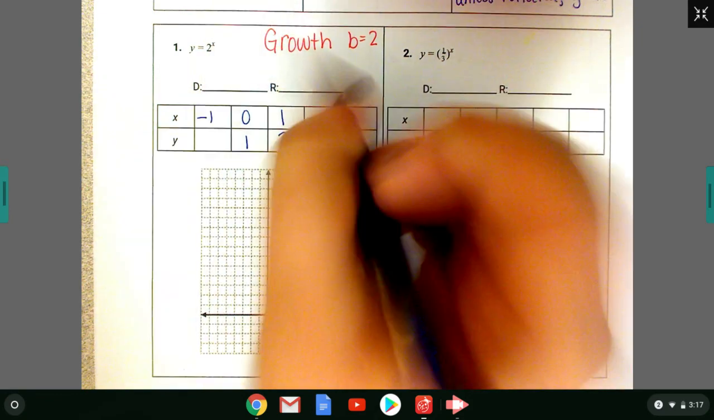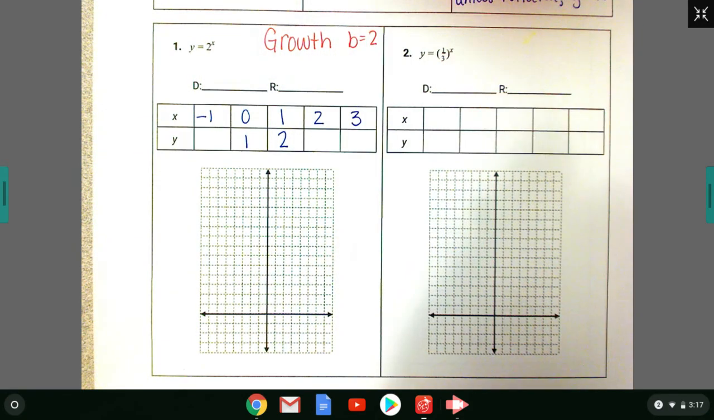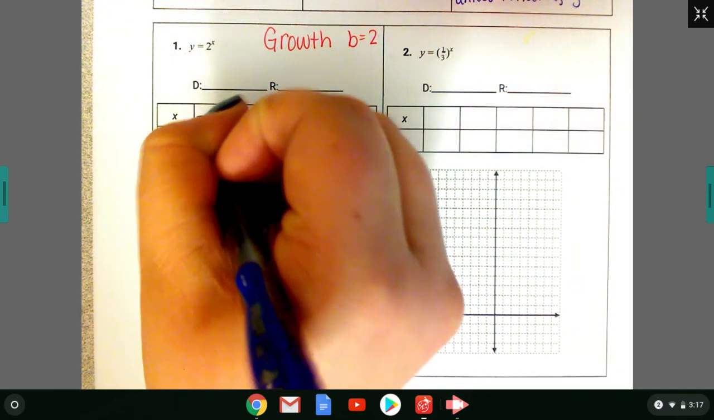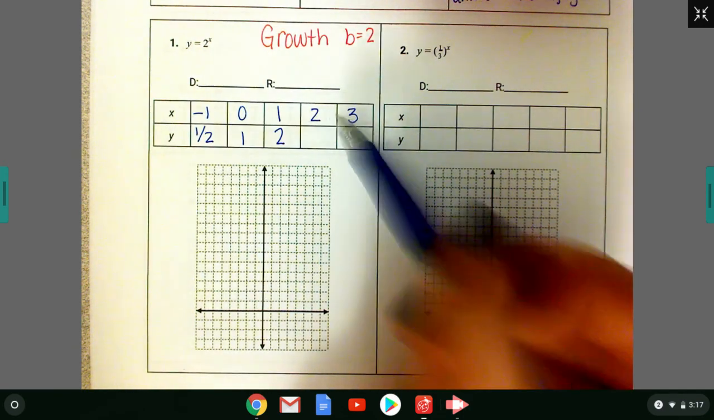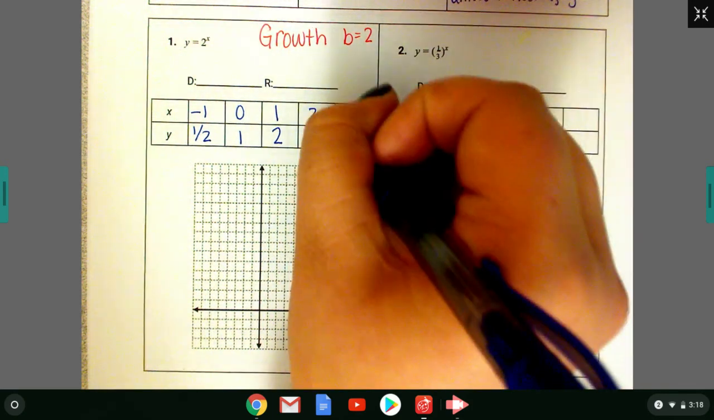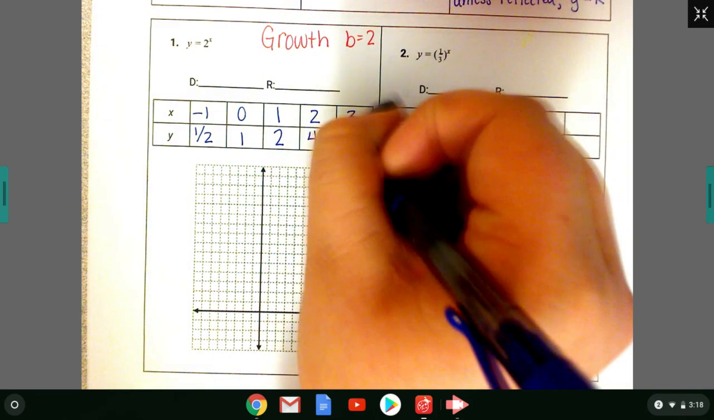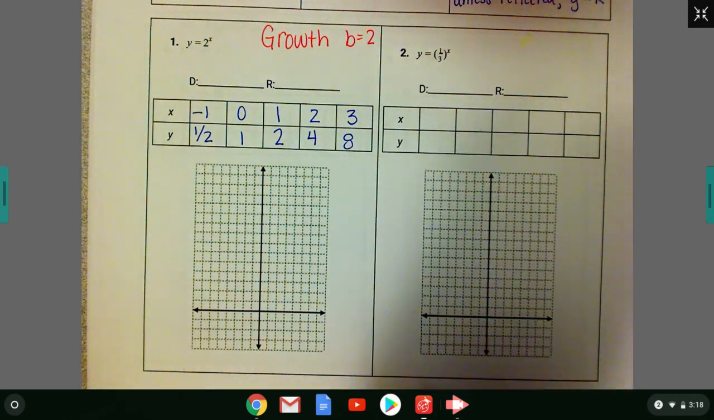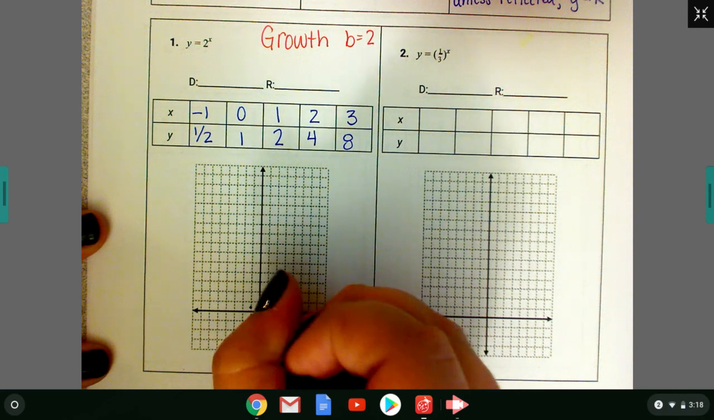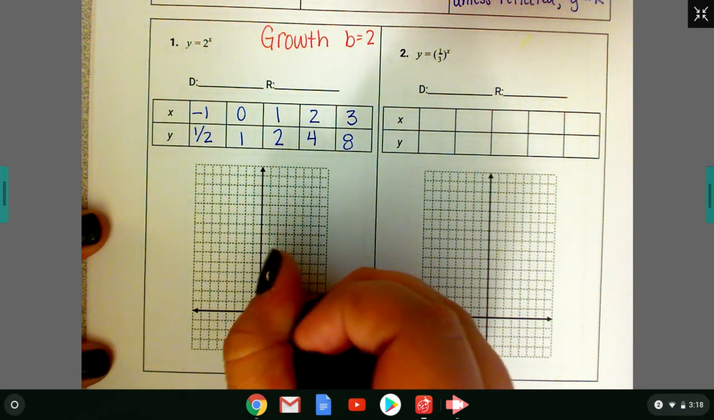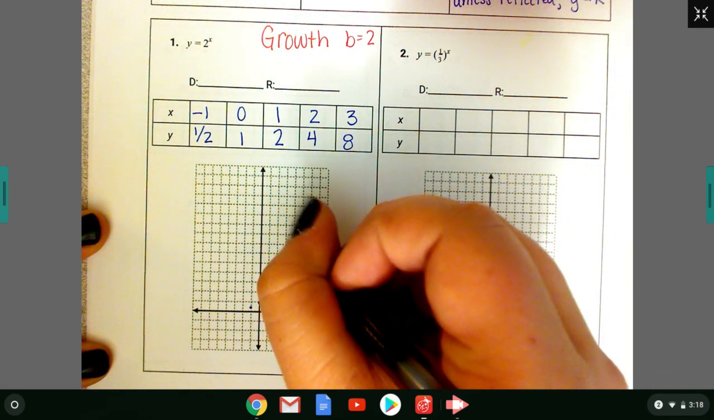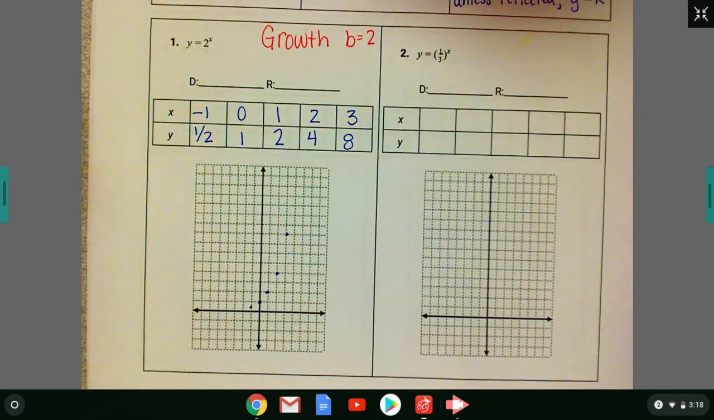And then let's look to the left and to the right. If I plug in a -1, I've got 2 to the -1, which is 1/2. If I plug in a 2, I've got 2 squared, which is 4. If I plug in a 3, I've got 2 to the 3rd, which is 8. And then let's plot these. So (-1, 1/2), (0, 1), (1, 2), (2, 4), (3, 8). And then we also have our asymptote.